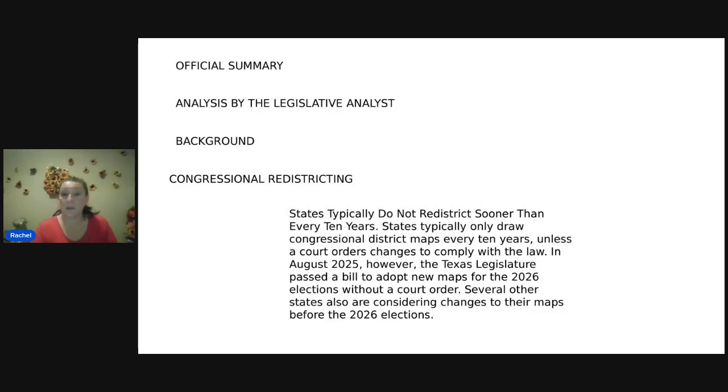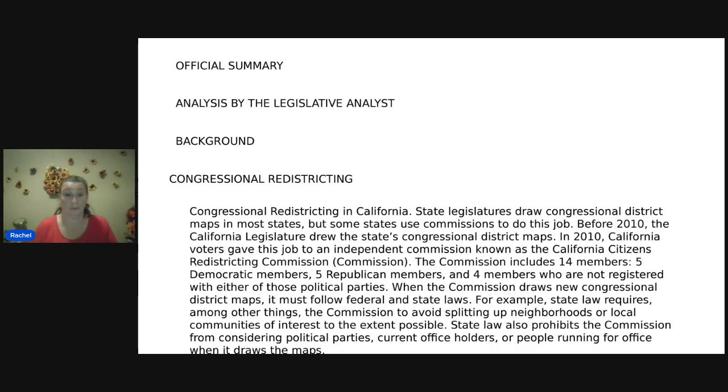States typically do not redistrict sooner than every 10 years. States typically only draw congressional district maps about every 10 years unless there is a court order, and those are changes to comply with the law. They're saying in August of 2025, the Texas legislature passed a bill to adopt new maps for the 2026 elections without a court order. And several other states are considering doing that as well before the 2026 elections.